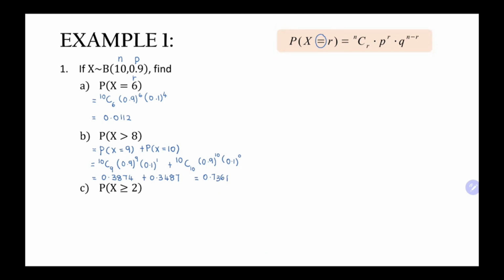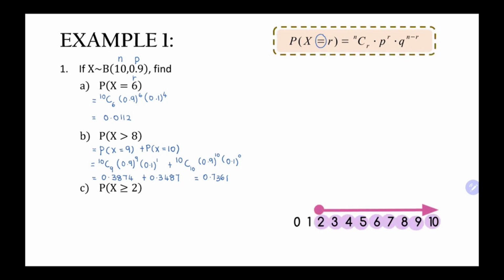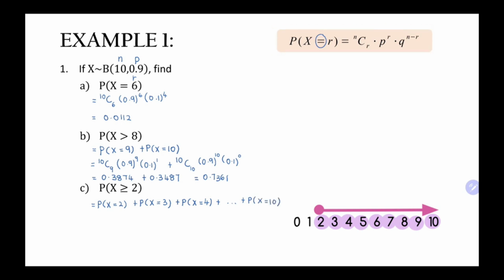Next question, we want to find P(X ≥ 2). Greater than or equal to 2 means we start from 2 until 10. P(X = 2) plus P(X = 3) plus P(X = 4) until P(X = 10). So we see here there is a lot of work to do. We can use another way. We can use 1 minus P(X < 2).